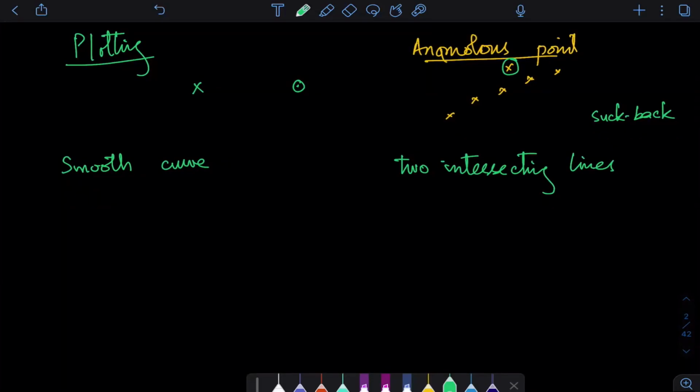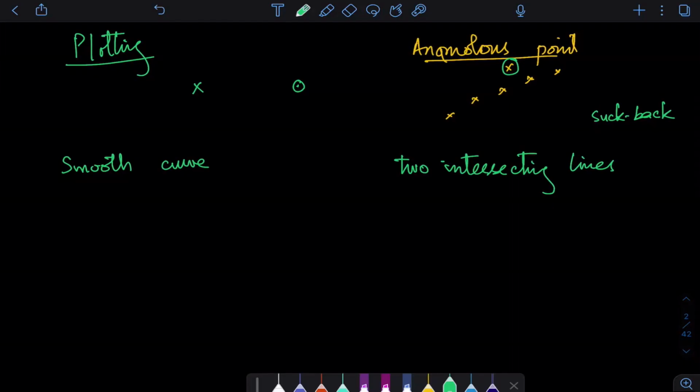Now, what do we have to write in the exam? If the examiner asks you to identify the anomalous point, you just identify, you don't give a reason for it. If the examiner says, suggest why this might have happened, only then you should give the reason. Otherwise, आपको explain करने की बिल्कुल भी जरूरत नहीं है. Okay, so be very clear about this.